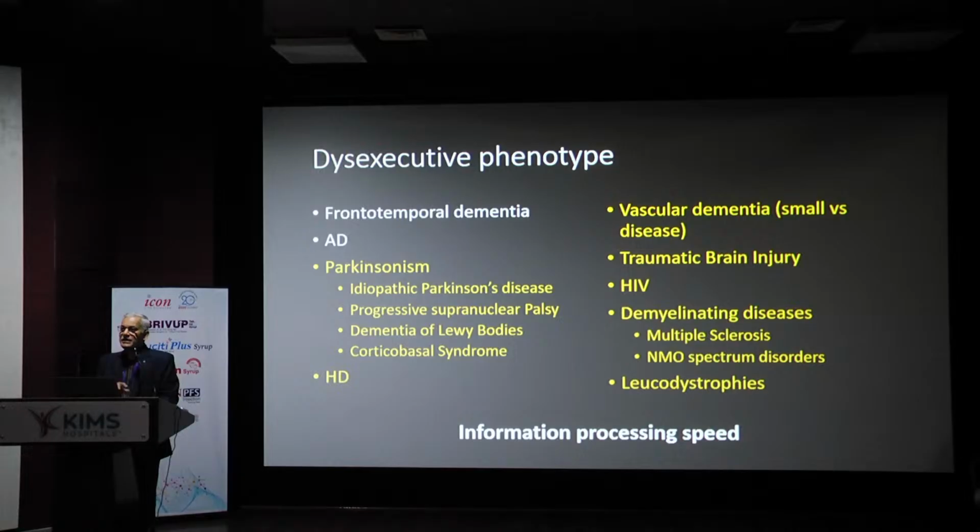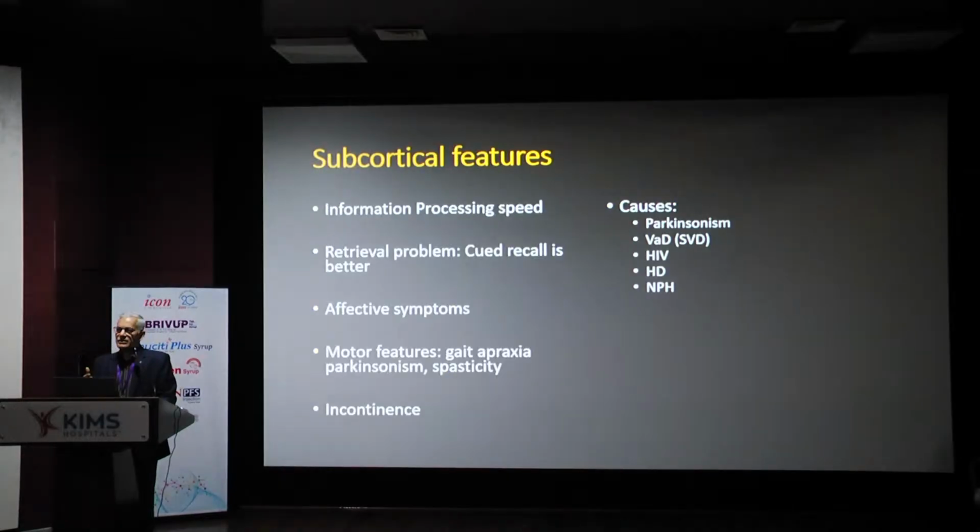And in these cases, the information processing speed is important, but if you ask the patient to recall something, he may not come forward, but if you give cues, he will come out. Then affective symptoms, depression, apathy, and of course there is some spasticity, Parkinsonism, incontinence, all these things.